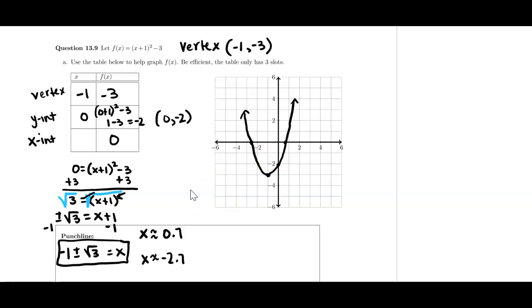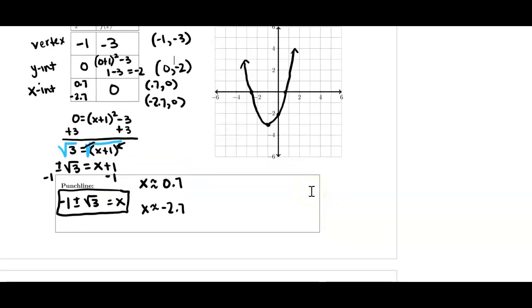Whoops, I didn't put these in here. So remember we had 2 x-intercepts. We've got the 0.7 comma 0, and we had the -2.7 comma 0. Okay. All right, so hopefully with that first one you're like, okay, yes, just did those, feeling comfortable with them, I know how to do those.